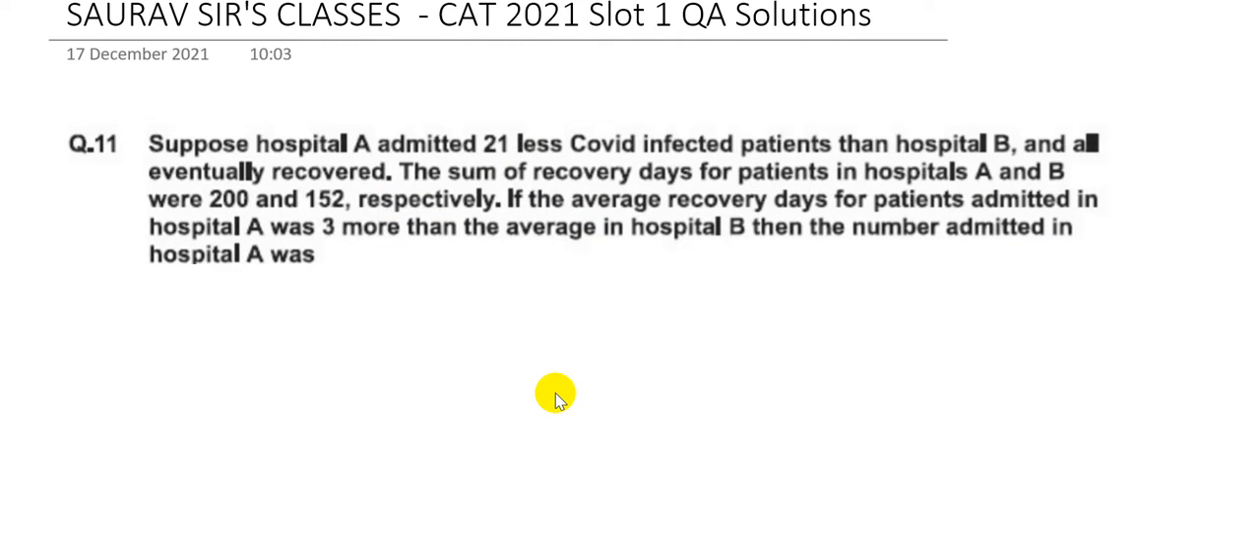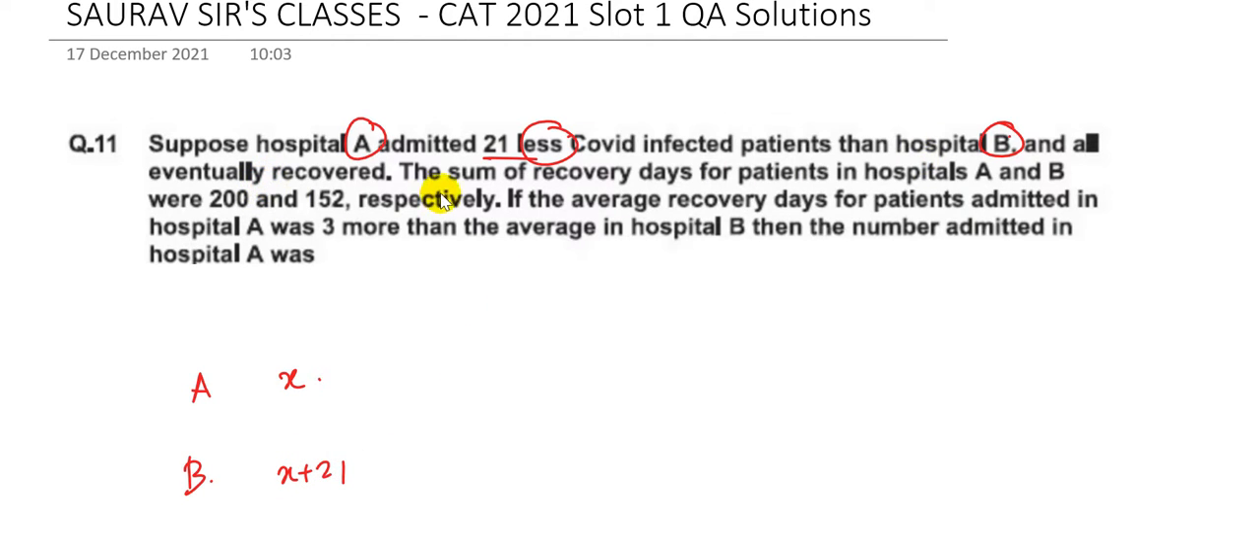We come to question number 11, which says suppose hospital A admitted 21 less COVID infected patients than hospital B. So that means if A is admitting x, B will admit 21 more, that would be x plus 21.